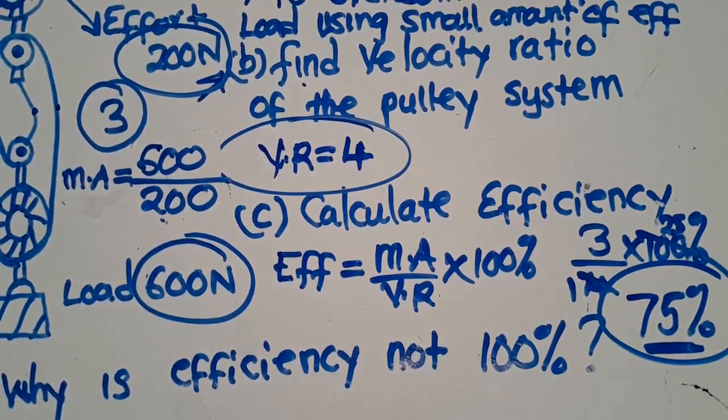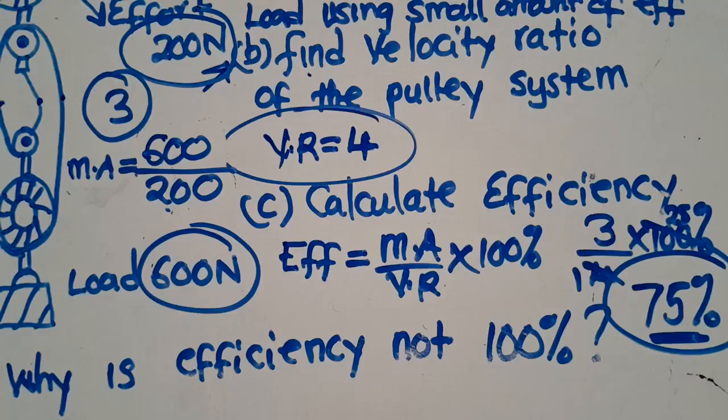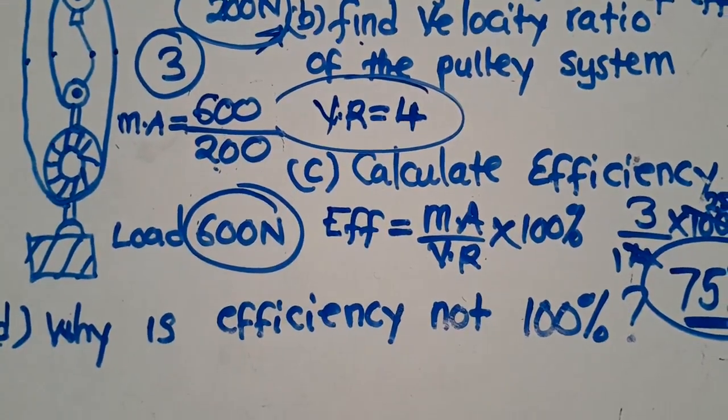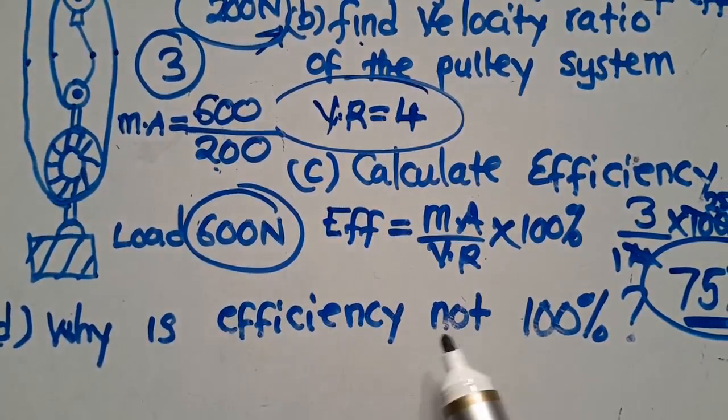We also have the last question here. The last question is saying, why is efficiency not 100%? The efficiency is not 100% because there is loss of energy in form of heat due to friction in the wheels of the pulley system. This is the answer that you need to understand.